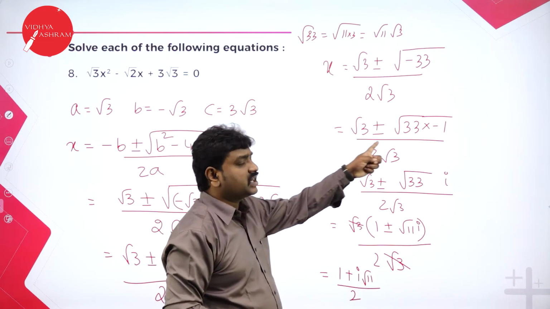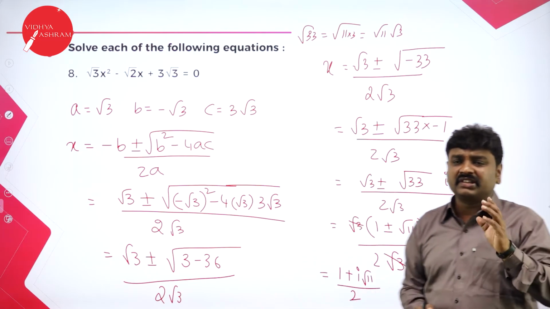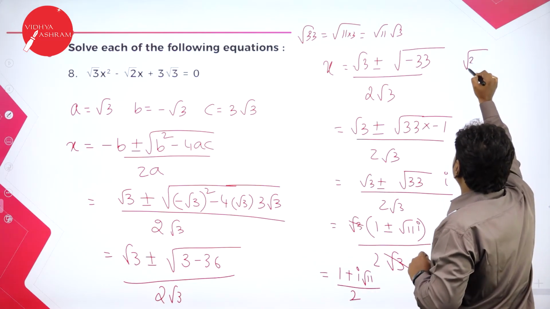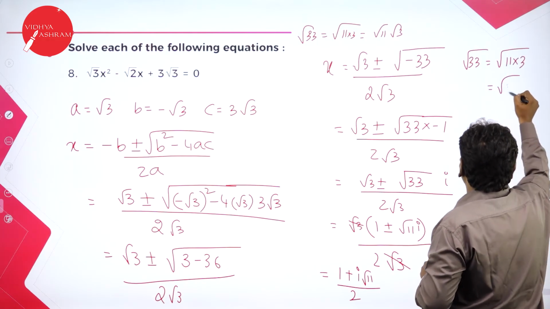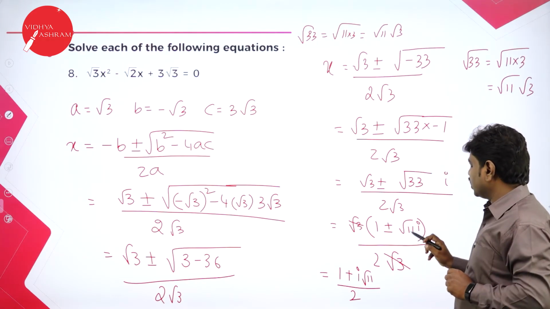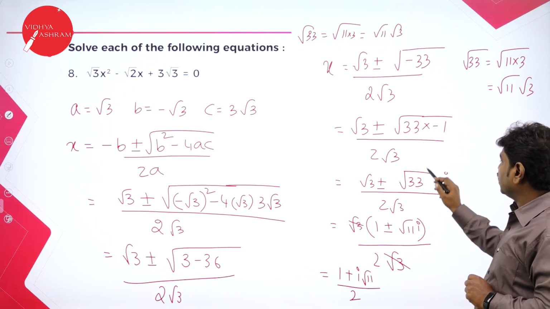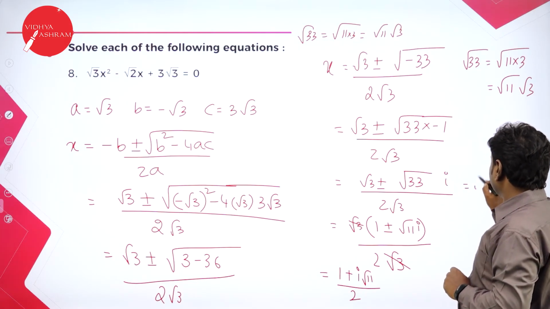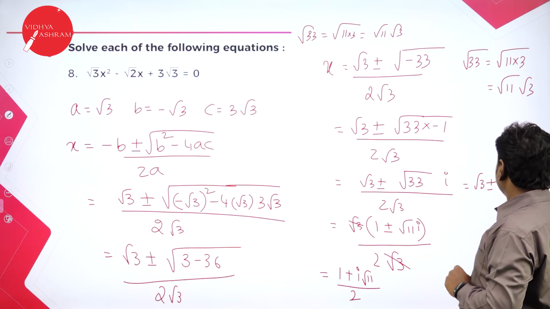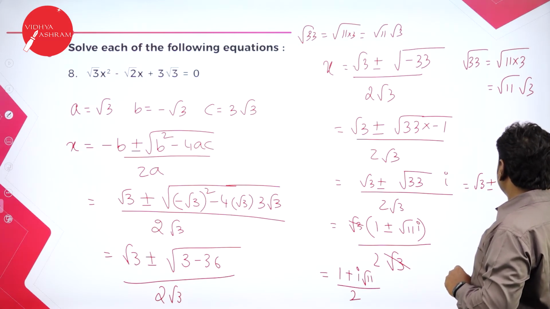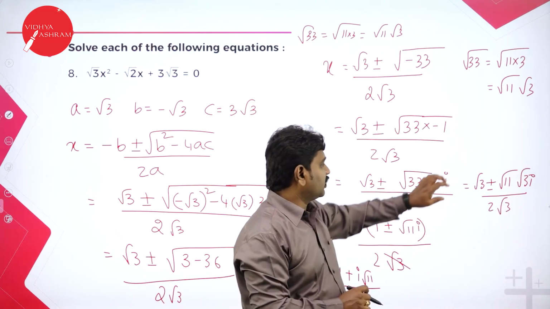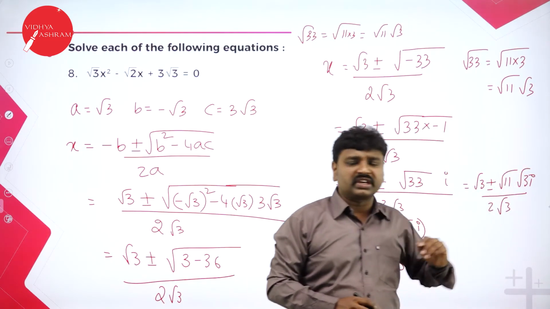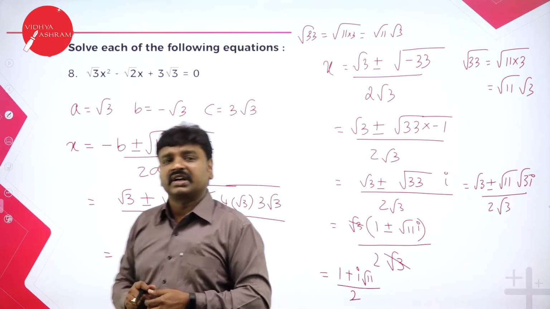My dear students, here we have 33. 33 is not a perfect square. Can you write root 33 as 11 3s? 11 3s can be written as root 11 into root 3. So here I wrote it as root 11 into root 3. One more step, I'll write root 3 plus or minus root 11 root 3 i divided by 2 root 3. So in the numerator we have root 3, you can take common. Here you have root 3, here you have root 3, take root 3 common and cancel, you get the required value.